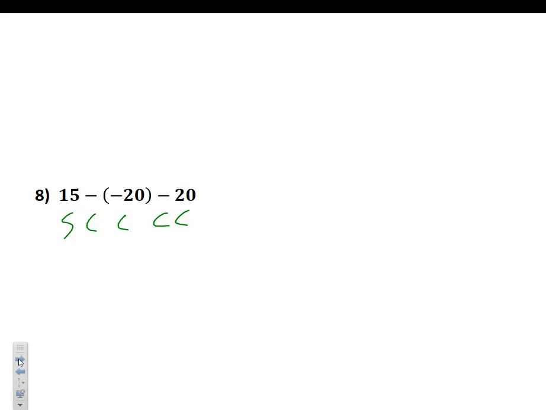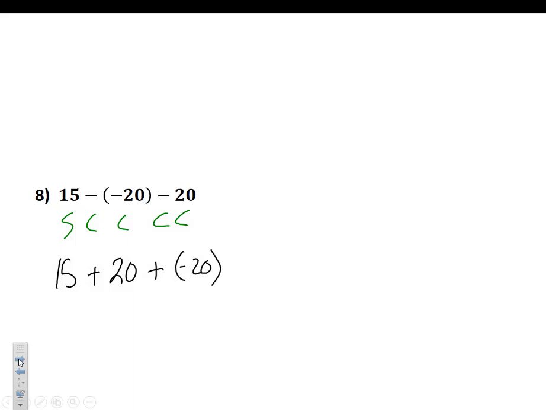And we rewrite our problem, 15. Then it's plus, because we changed our first subtraction to addition. Our negative 20 becomes a positive 20. And then we are changing the next subtraction to addition, and that last positive 20 becomes a negative 20.